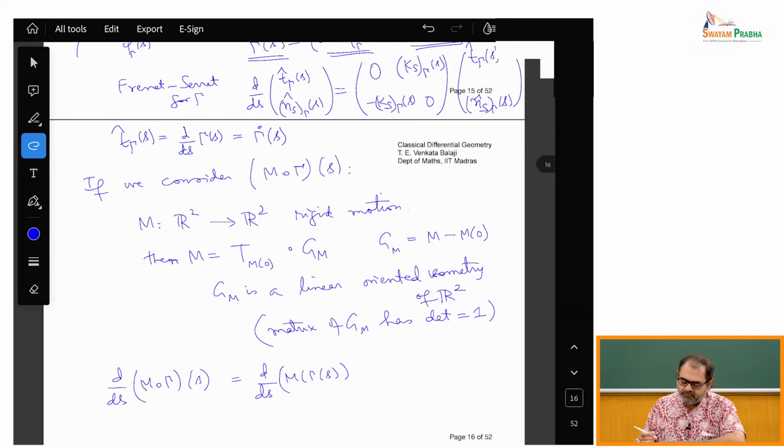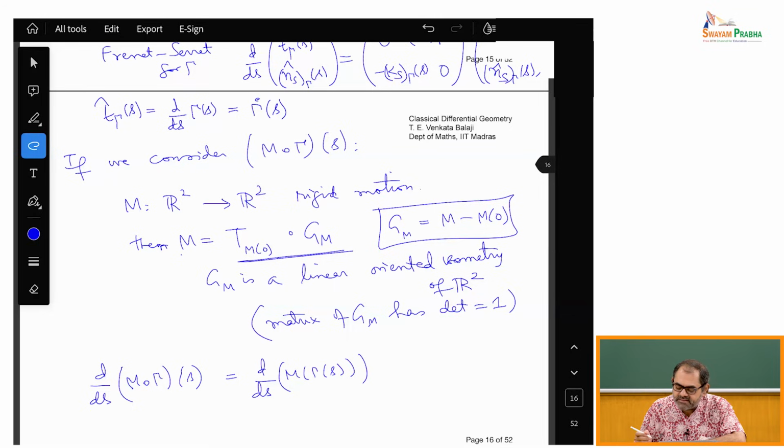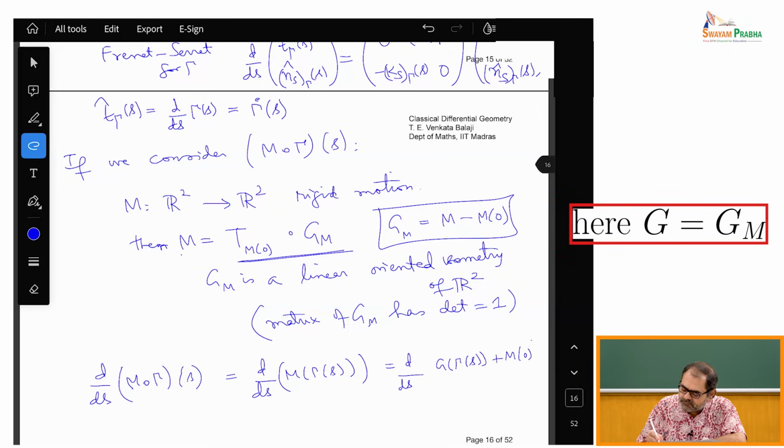And if you look at it, let's calculate d by ds of m circle gamma s. It is d by ds of m of gamma of s, but you see m is just tm0 circle gm. So if you look at it, this m is gm plus m0, so it is just d by ds of g of gamma of s plus m of 0, okay. M of 0 is a constant vector, all right.